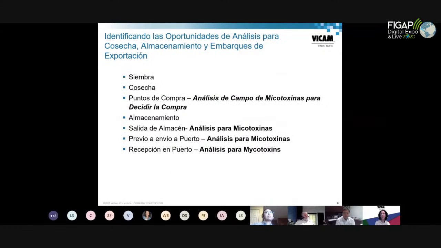So a good procedure for this is to test it for mycotoxins at different places during the production.